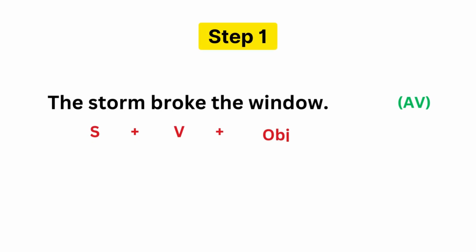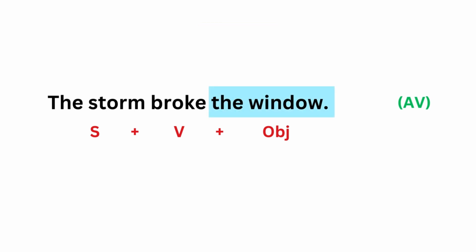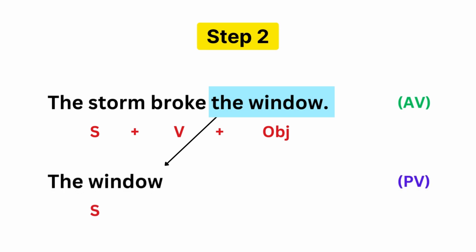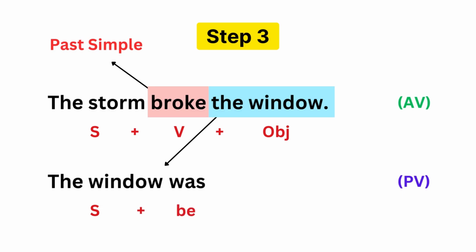Let's try to change an active sentence to a passive one together. The storm broke the window. This is an active sentence. Can you remember the 5 steps? Step 1. It's easy. Identify the object. Step 2. The object becomes the subject. Step 3. Identify the tense of the active sentence and use an appropriate be verb accordingly.